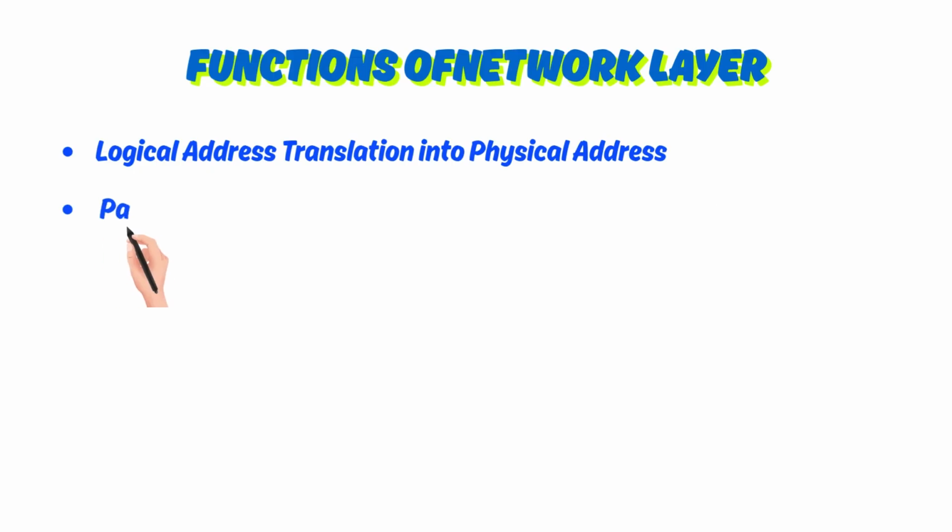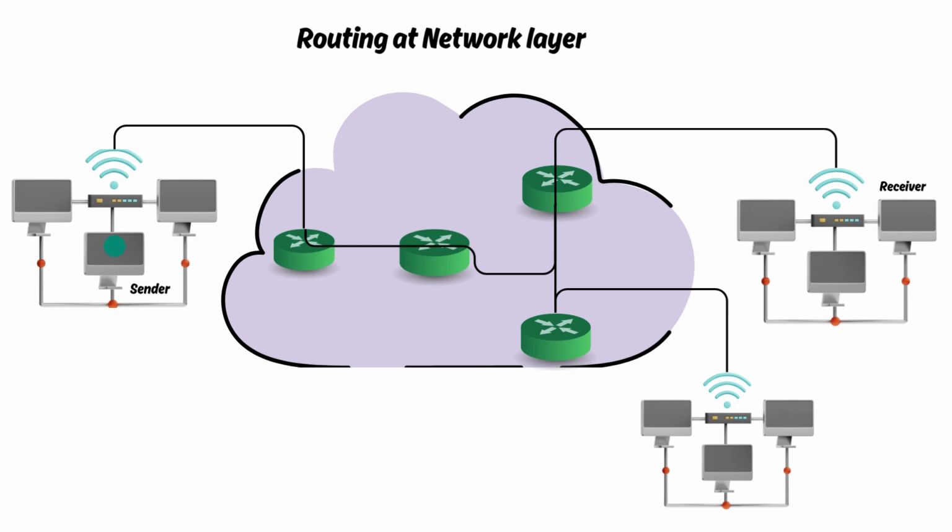Another function performed by the network layer is path determination. Now that we know where to send data, we need to figure out how to get there. That is where path determination comes into play. This layer checks the current traffic, the number of hops, and link conditions to decide the most efficient route to the destination. It is just like choosing the fastest road on Google Maps. Remember one thing, shortest doesn't always mean fastest.